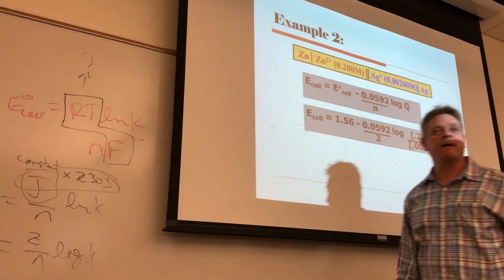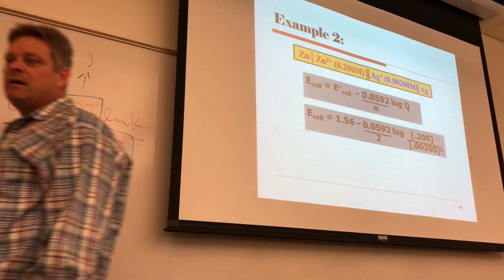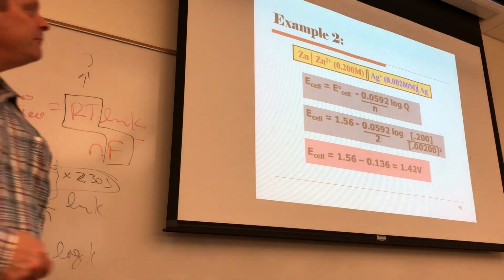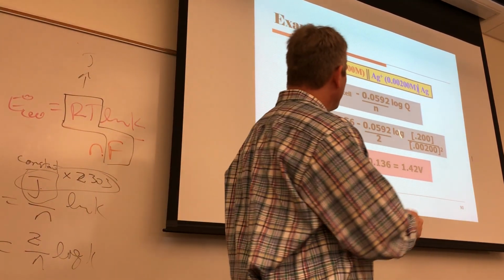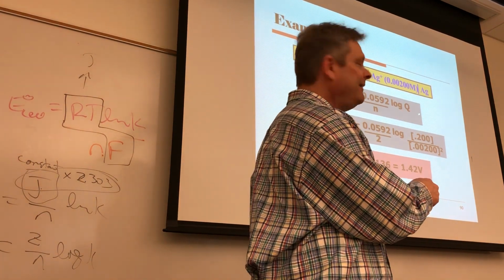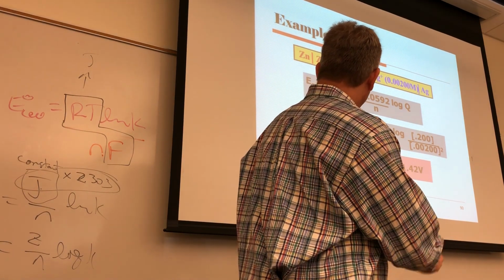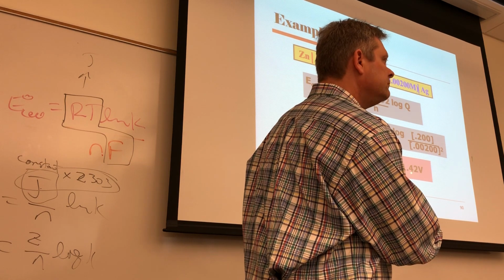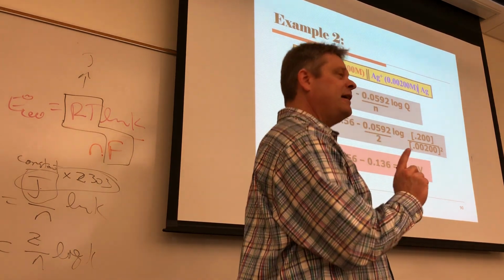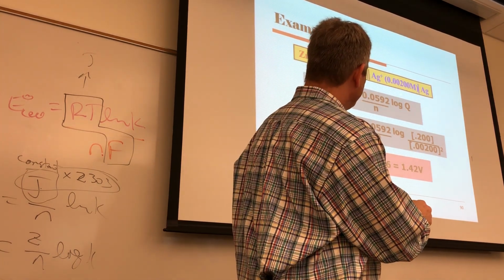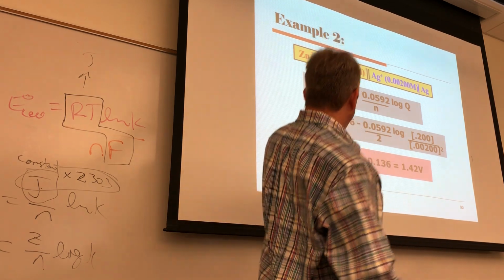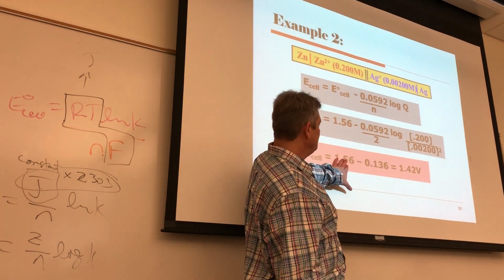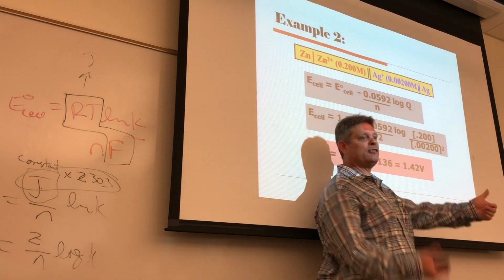Okay, cool, good. So then we plug and chug, make sure we know how to operate our calculator properly, and we put in the right log here, right? And I end up with E of the cell now 1.42 volts. Which means it's still spontaneous, but under these conditions it's not as effective, because what was it under standard state conditions? 1.56. So it went down a little bit, but it's still spontaneous.